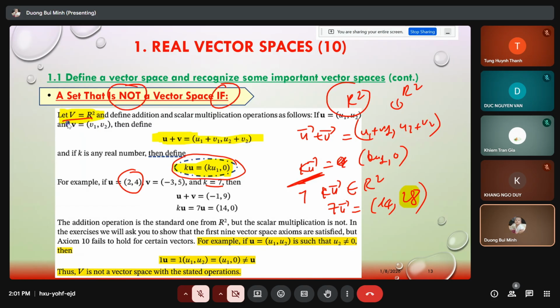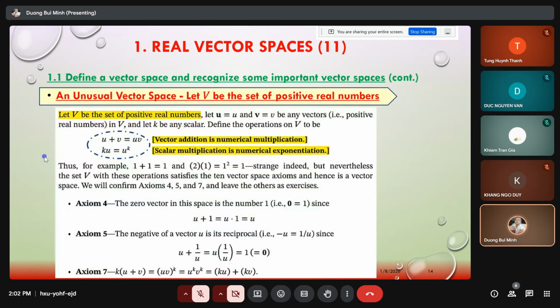V is a vector space if what? If K times U is KU1 and KU2, right? But here we define KU2 as 0. So this one is not a vector space. Do you understand? Good. And similarly, this one, the problem is here. So U plus V is UV. When you double check, yeah, correct.